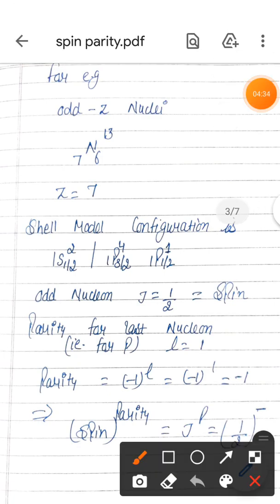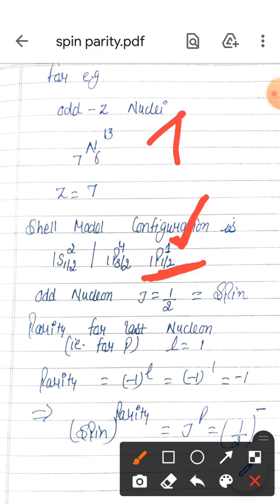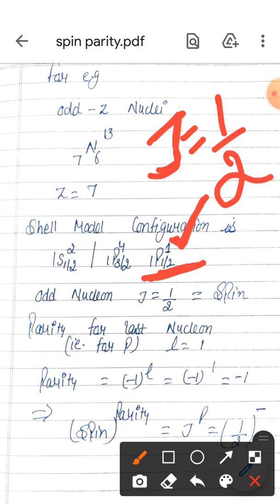Odd number of protons. So according to this one, we have only one nucleon. One nucleon means odd nucleon. So we can easily determine by observing this, the spin will be half. By looking at the angular momentum quantum number, you can say that it is equal to half. So spin will also be equal to half, just by looking at the odd number of nucleons. Now the next one is, what will be the parity?